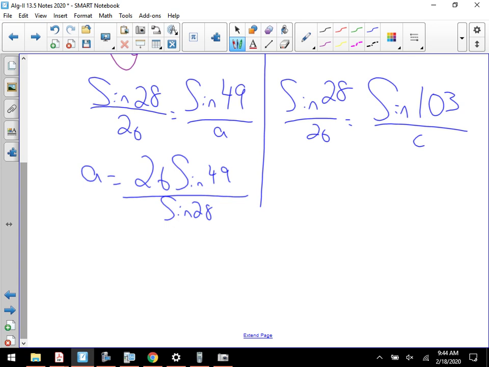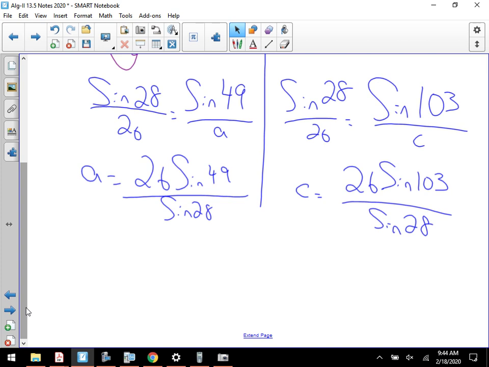Okay. If you'll notice, isn't side C in the same position as I wrote that out as side A? So should my math be the same to solve for it? That's kind of the trick. Little c will be 26 sine 103 over sine 28.